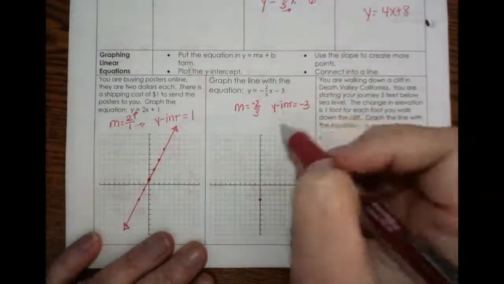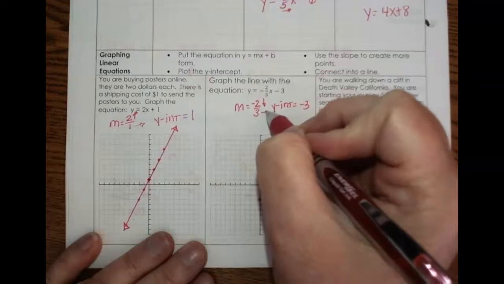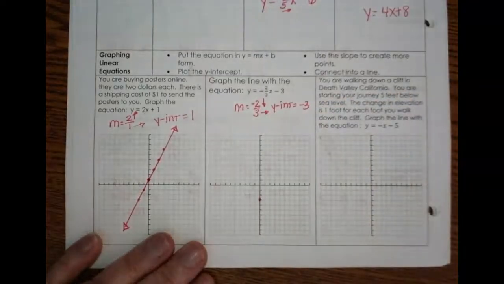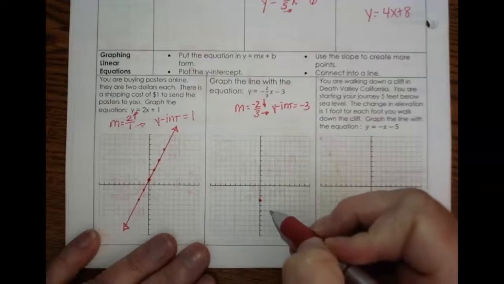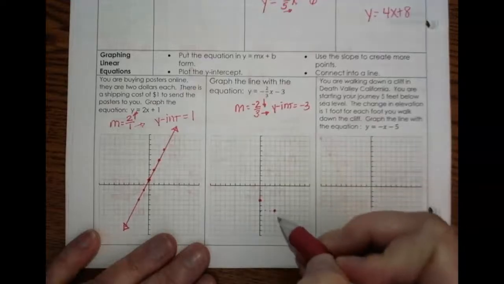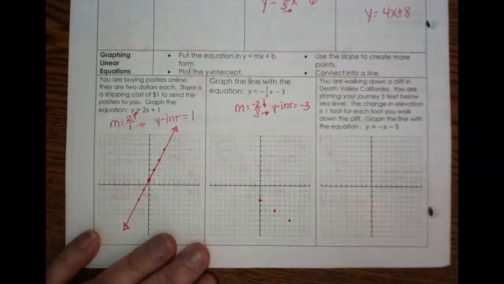Now, negative 2 over 3 for my slope means go down 2, and that 3 is positive, so you're going to go right 3. Okay, so from here, down 2 and right 1, 2, 3, drop another point. Down 2, right 1, 2, 3, drop another point.